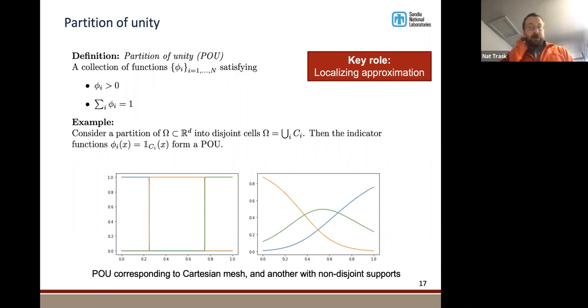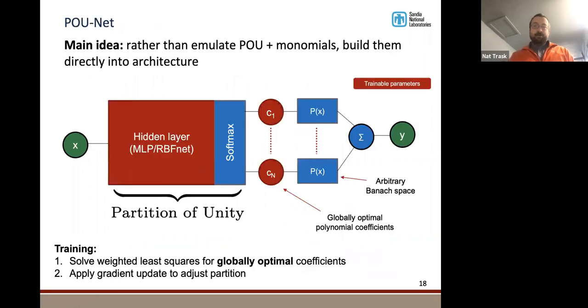And the key thing, again, is that this allows you to localize approximation. You can use polynomials to approximate a truncated Taylor series on each one of these domains. But we're used to working with partitions of unity that look like that, but there's nothing that says they can't look more complicated, right? So these partitions could, in principle, be diffuse. They could kind of bleed into each other and so on.